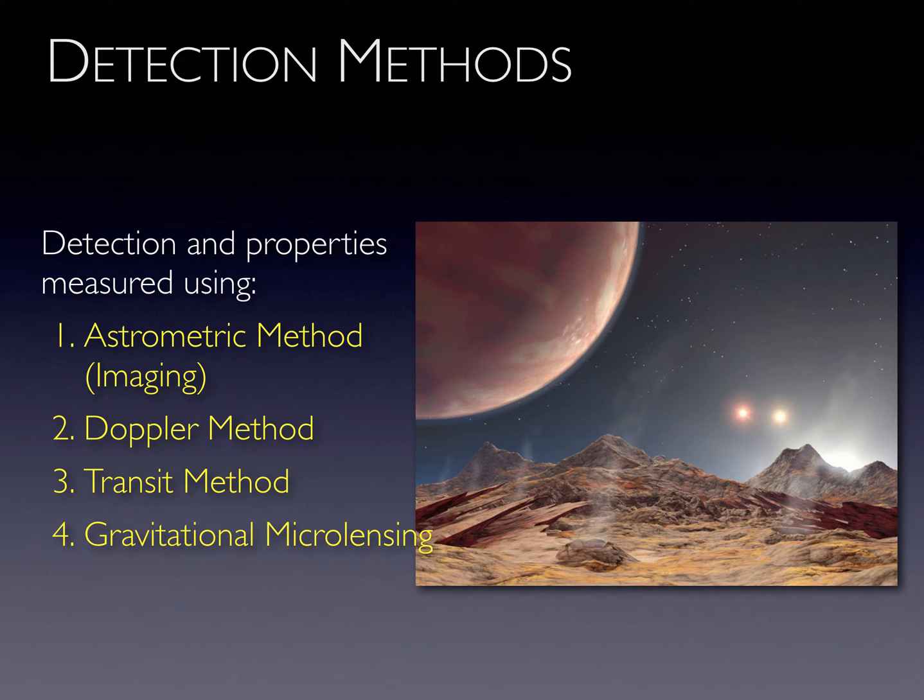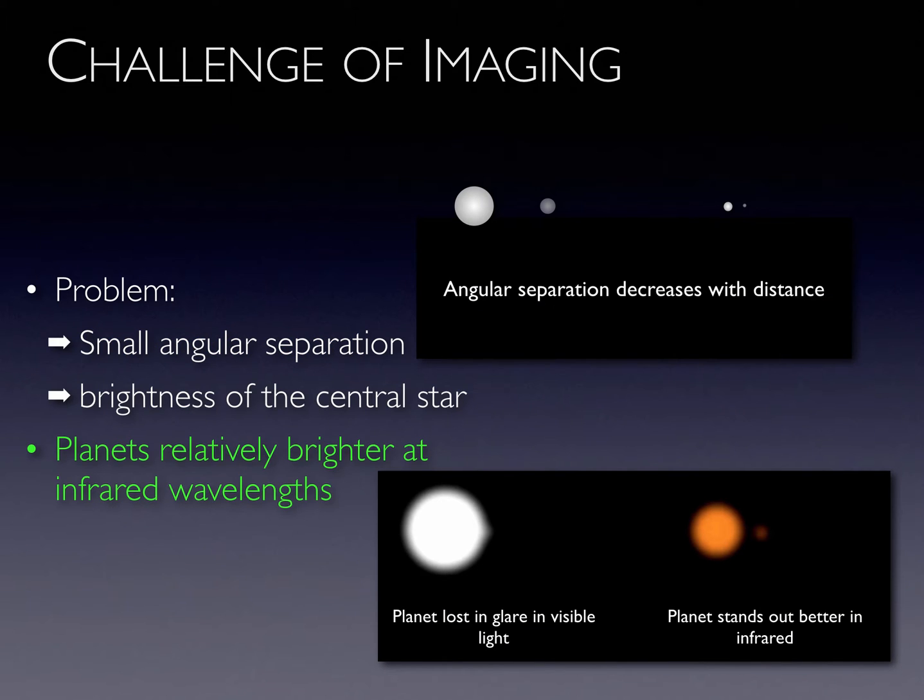Methods of detecting exoplanets to be discussed here are the astrometric method, or imaging, the Doppler method, the transit method, and using gravitational microlensing. The astrometric method involves repeated imaging so that planetary motion can be observed. Imaging is a challenge due to the parent star being so much brighter than any orbiting planets. The greater the angular separation between the planet and star, the easier it is to image.